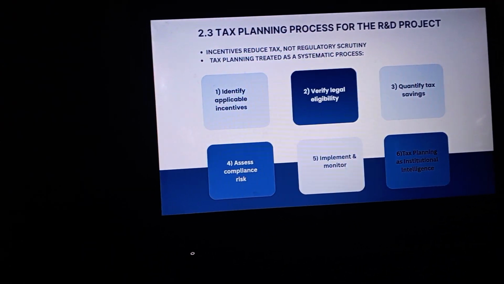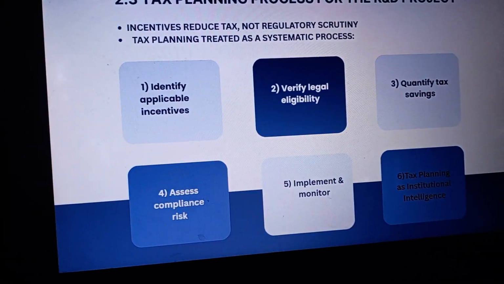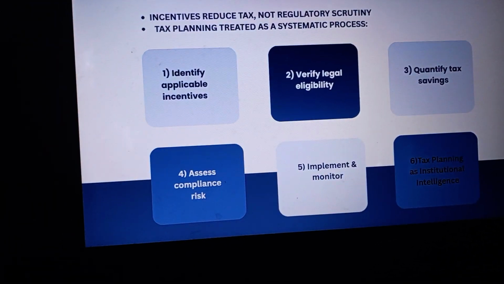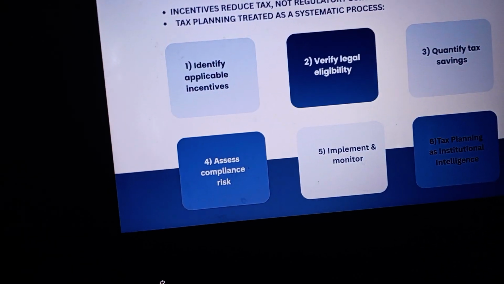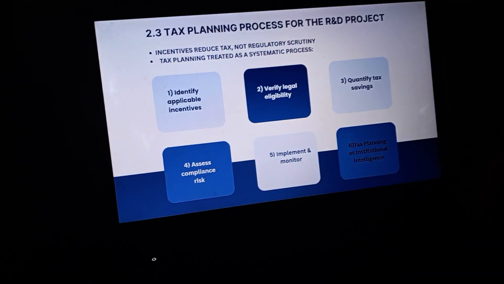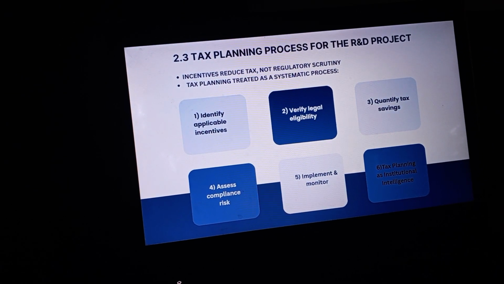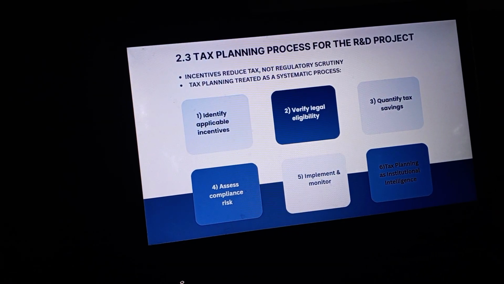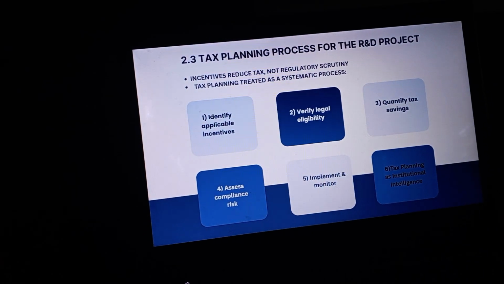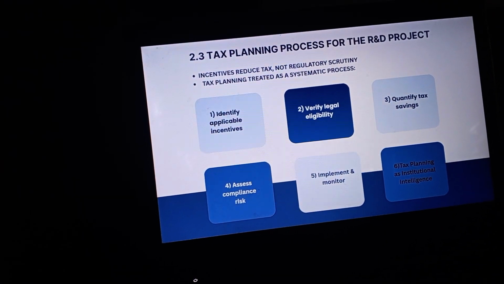Next is the tax planning process for the R&D project. The first step is to identify applicable incentives. This involves mapping applicable tax incentives related to the high-tech zone, software development, and R&D activity. It includes reviewing relevant laws, decrees, and circulars to ensure completeness.